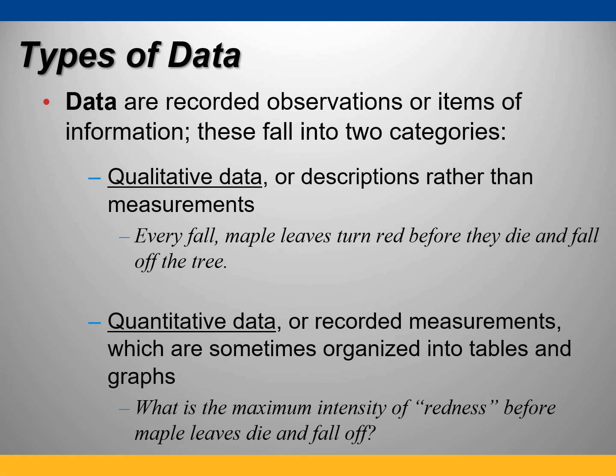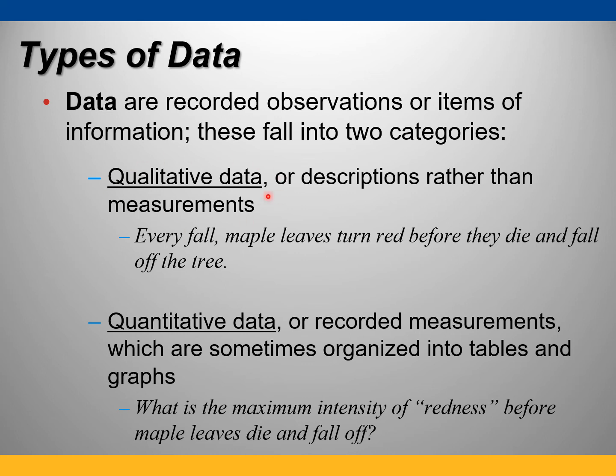And the book's going to talk a little bit about types of data. There are two general categories of data. We have qualitative data that's more descriptive rather than measuring. Like for instance, our example here, every fall maple trees turn red before they die and fall off the tree. Well, how many leaves turn red and how many turn yellow and how many turn brown? Well, they say red, we're just saying qualitatively.